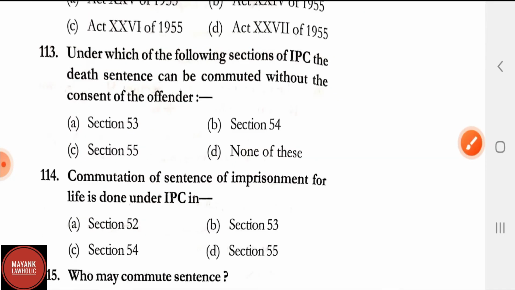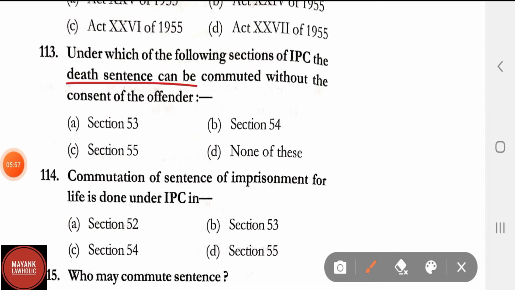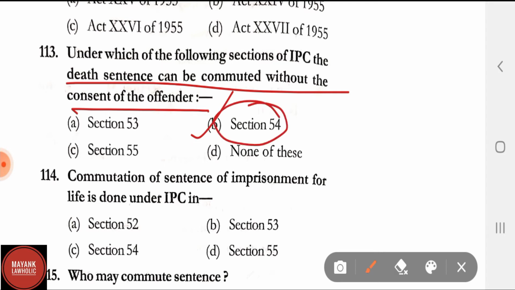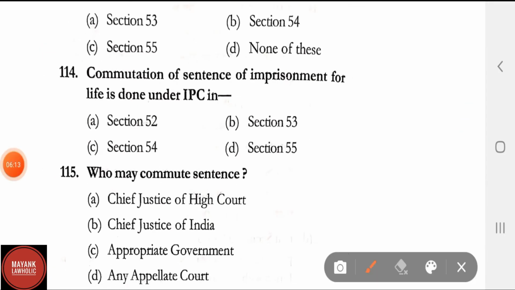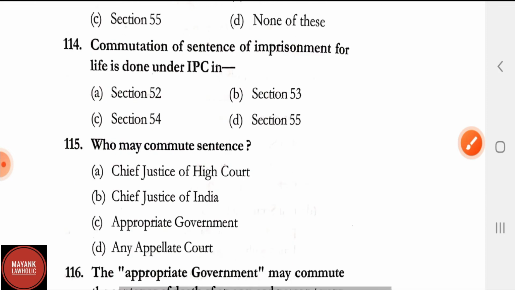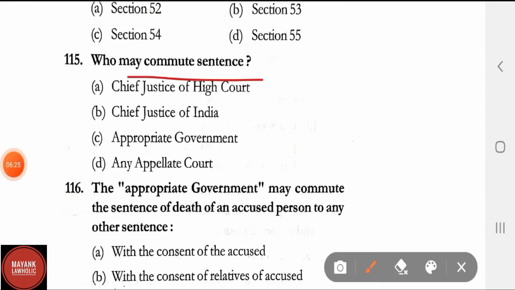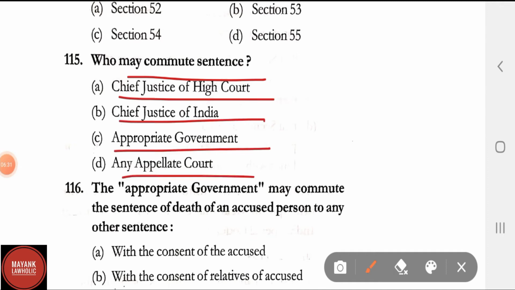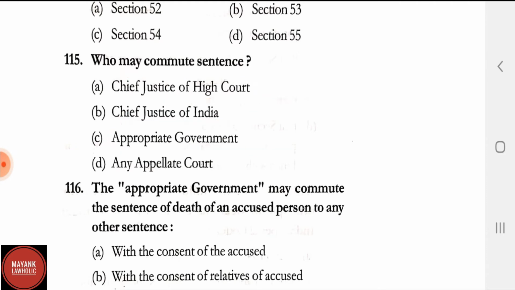Question number 113. Under which of the following sections of IPC can the death sentence be commuted without the consent of the offender? Options are section 53, section 55, section 54, or none of these. Correct answer is option B, that is section 54. Question number 114. Commutation of sentence of imprisonment for life is done under IPC in option A section 52, B section 53, C section 54, D section 55. Correct answer is option D, that is section 55. Question number 115. Who may commute sentence? Options are Chief Justice of High Court, Chief Justice of India, appropriate government, any appellate court. Correct answer is appropriate government.